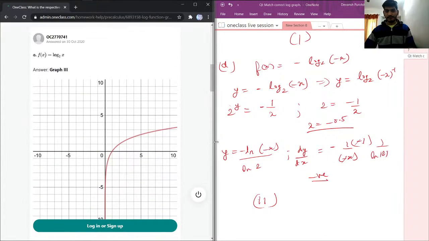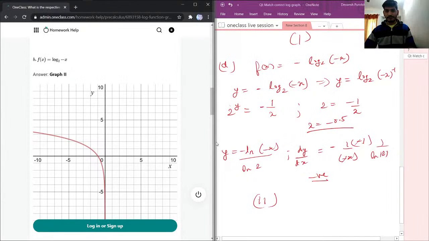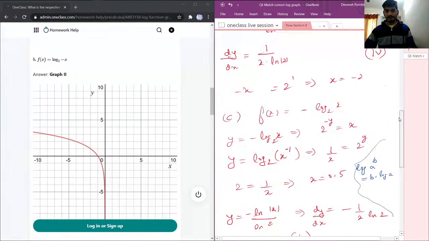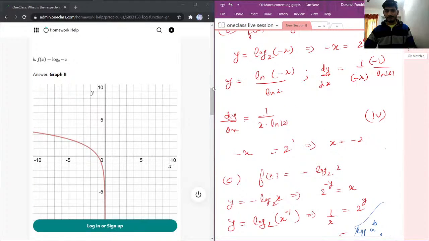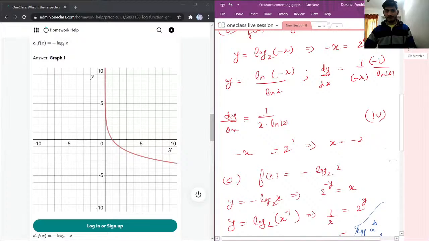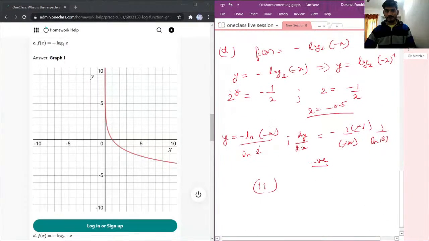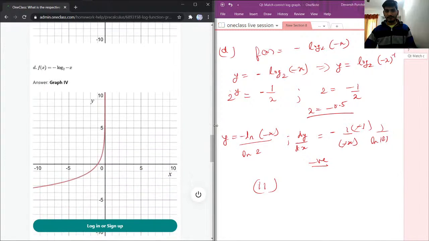And the solution given by junior tutor is incorrect. For B, it will be graph number 4. For C, it will be graph number 1. Yep. And for D, it will be graph 2.